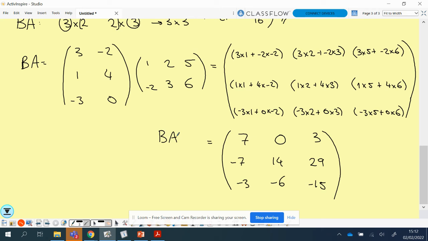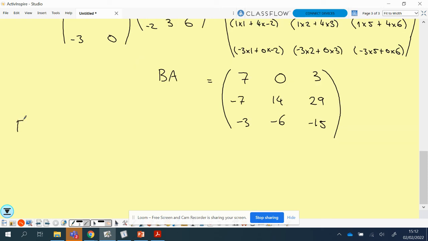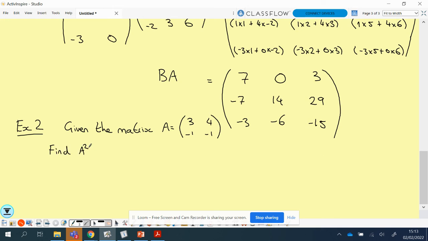One last thing I want to show you. Okay, talking about squaring a matrix. Okay, so we'll look at example 2. Okay, so given the matrix A, which is 3, 4, -1, and -1. Okay, find A squared. Okay, so that's our question, to find A squared.